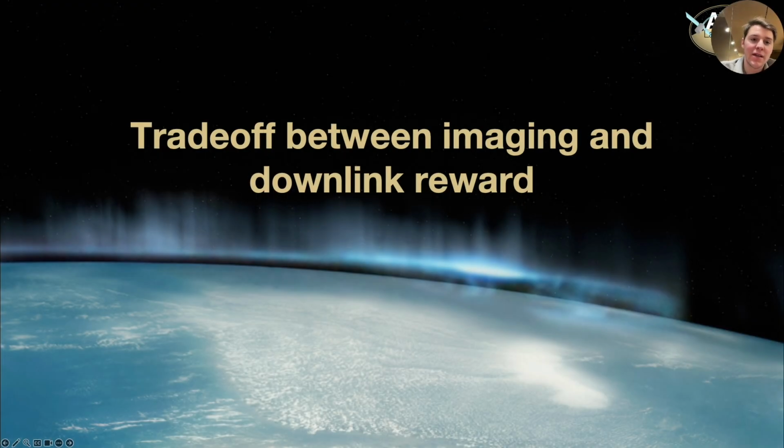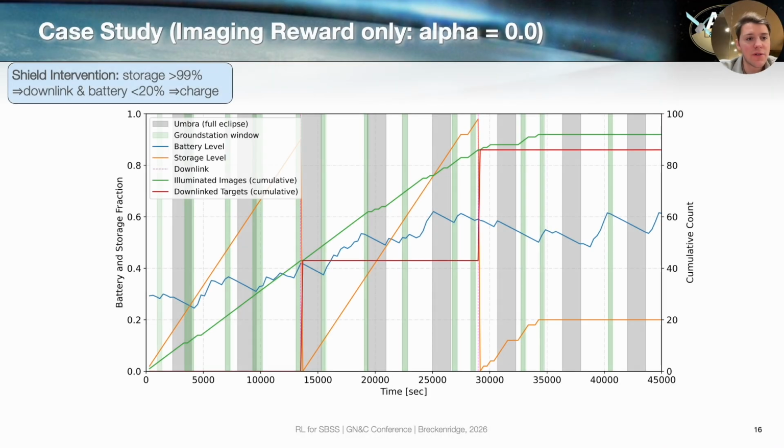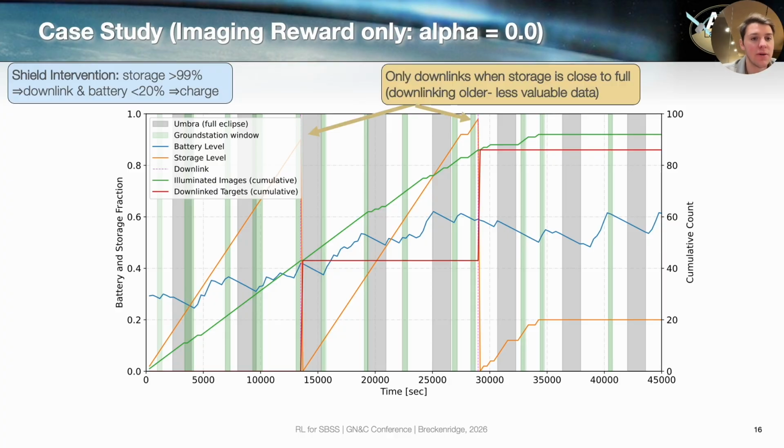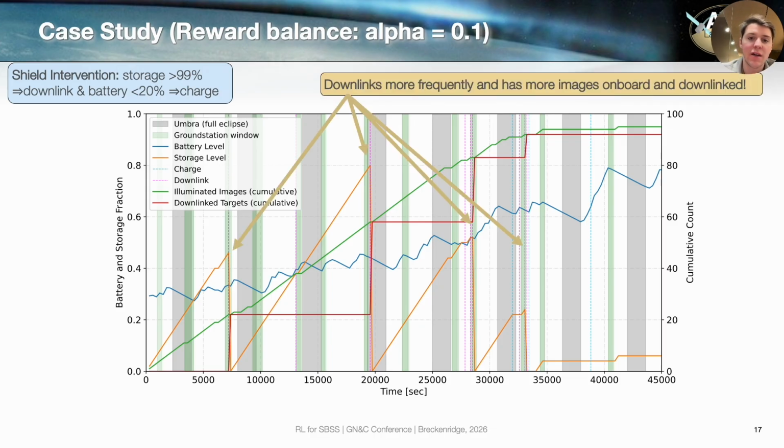If we now look at the trade-off between downlink and imaging in this particular case study, it also shows the difference. In the alpha equals 0 solution policy, we're only downlinking twice, and in particular only once we get close to full storage, and we don't get many downlinked images on the ground at the end, especially when comparing to this alpha 0.1 solution, which downlinks quite a bit more frequently and achieves a higher number of downlinked images and a higher number of illuminated images on board.